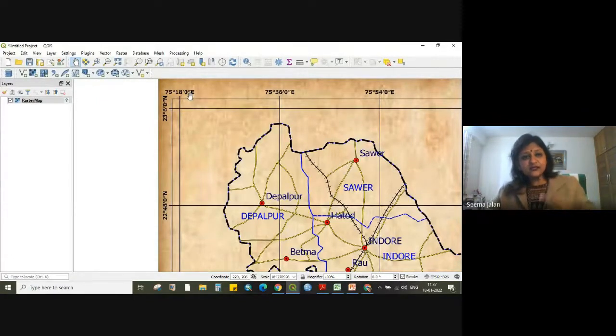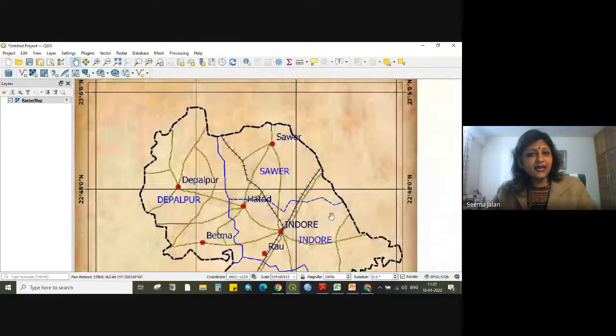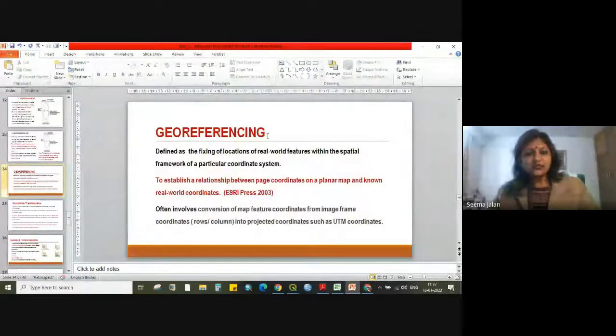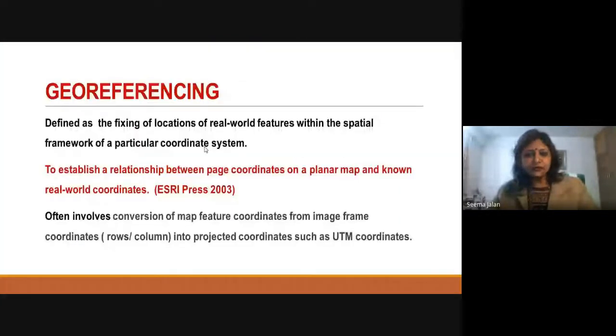They have some projection, they have some datum, they have an implied definition of a spheroid or an ellipsoid. Okay, so I have to actually understand these coordinates and attach that information to this map. And this simple task, what we'll be doing, is known as georeferencing, defined as fixing of locations of real world features within the spatial framework of a particular coordinate system.